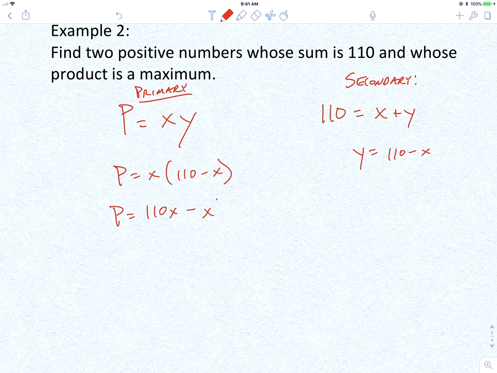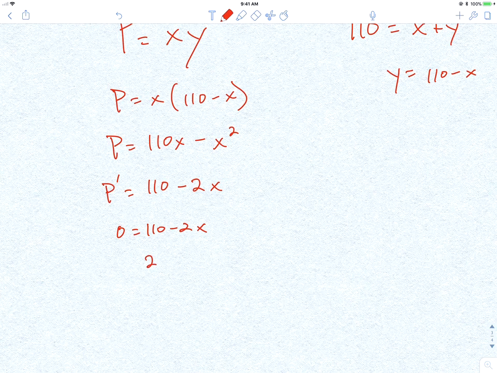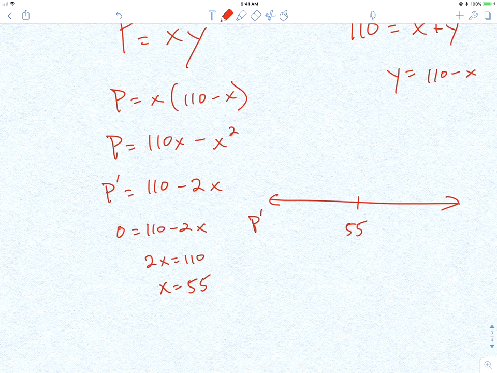Before I do that, I want to multiply or distribute out the x there so I can get an easier rule for the derivative. So now I'm going to take the derivative. I get 110 minus 2x. To find my critical numbers, I set my derivative equal to 0. So x equals 55. If I make my test interval for the product, the maximum product should occur at 55.